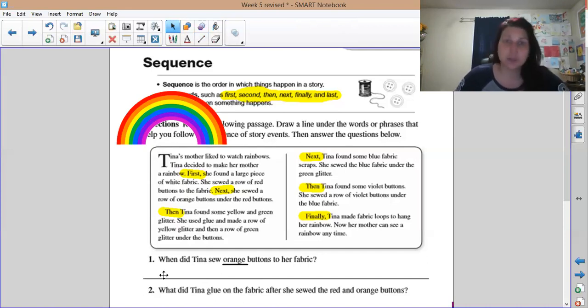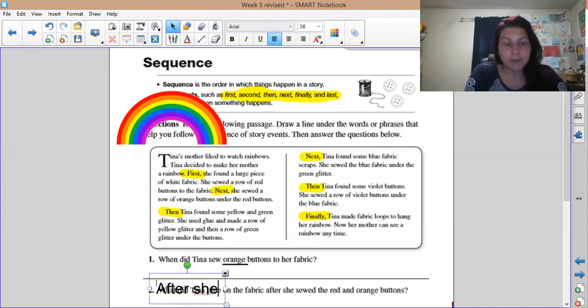So how could we use sequence words to describe when the orange buttons were sewn on? In time order, she sewed them on after what? What was the very top layer? What color? Yes, the red. So when did Tina sew orange buttons to her fabric? After she sewed the red buttons.